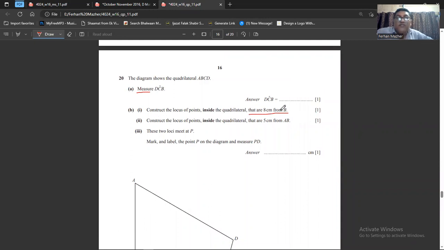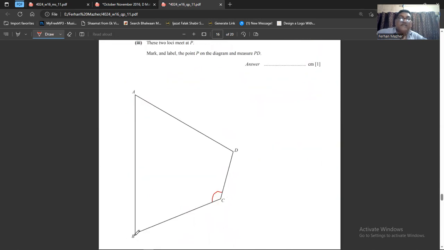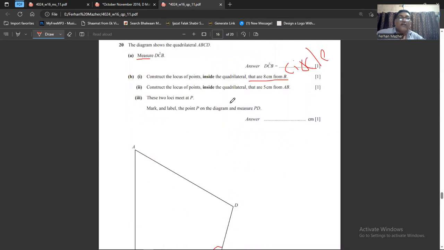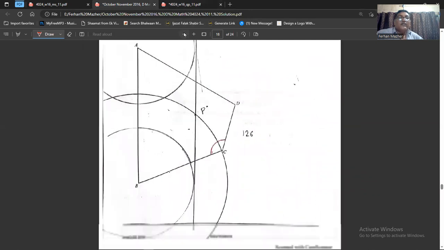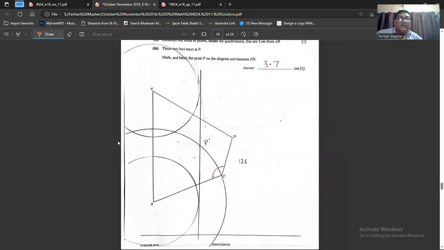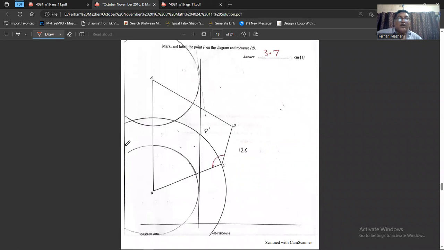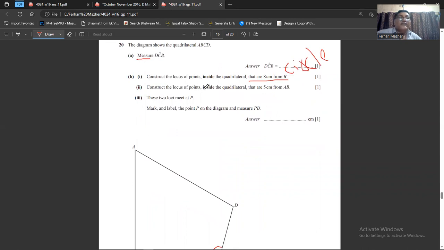8 centimeter from B means you draw a circle. So open your compass 8 centimeter, put its needle on the B and draw a circle of 8 centimeter. I have done that. So let me reduce the size so you can see this whole thing. So you can see on the B, this is the circle of 8 centimeter. I have drawn it.